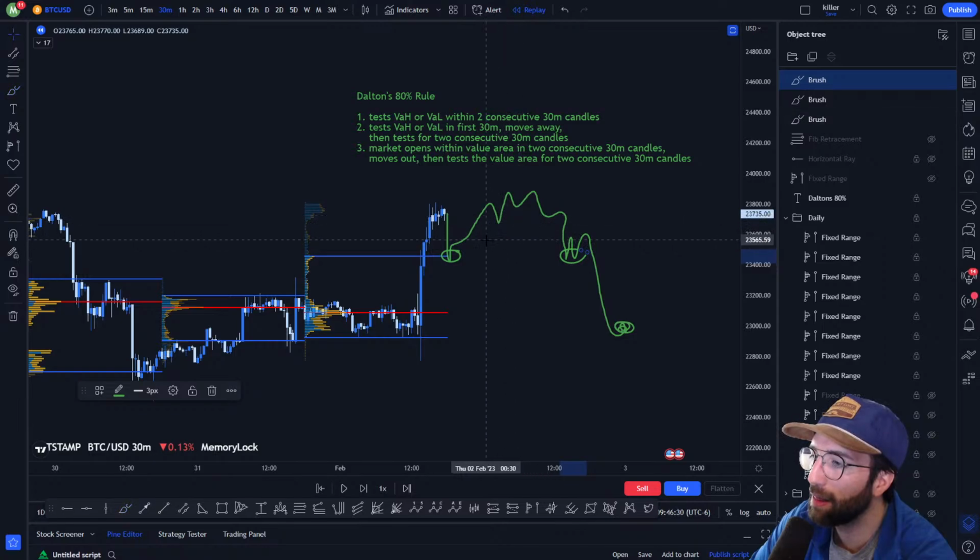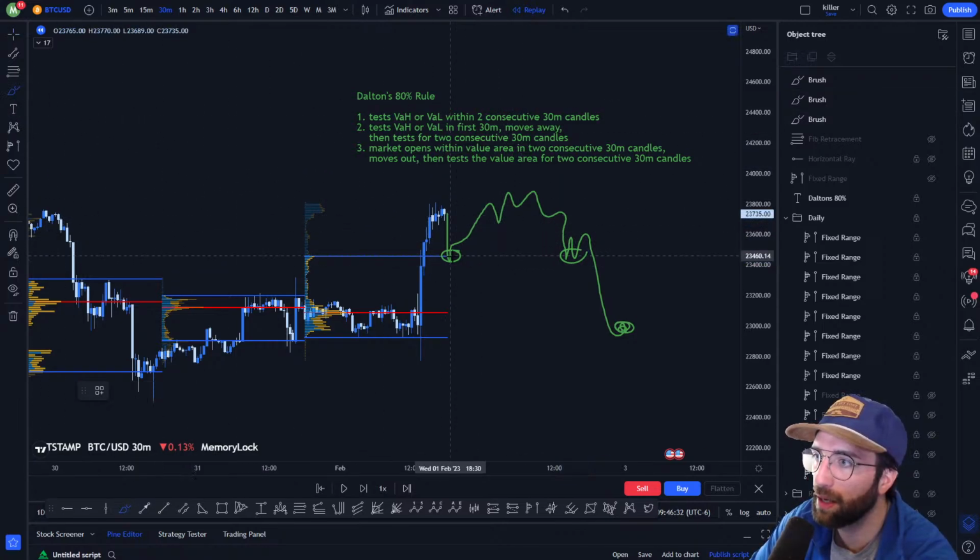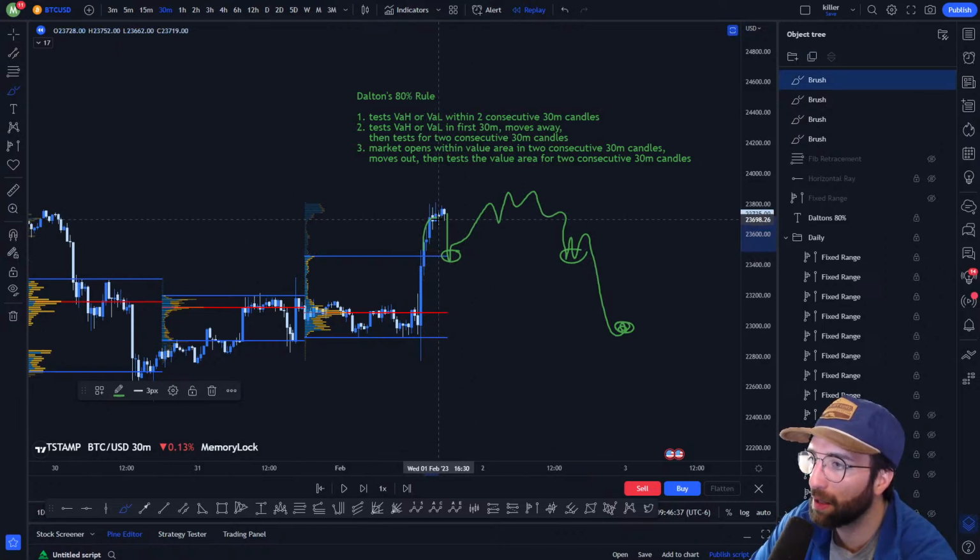If it's similar to this one, but let's say the market opens, so say we broke out like this and we come back down and the market opens down here. Here, I'll go ahead and delete this.